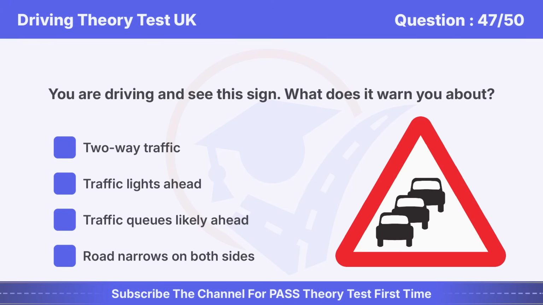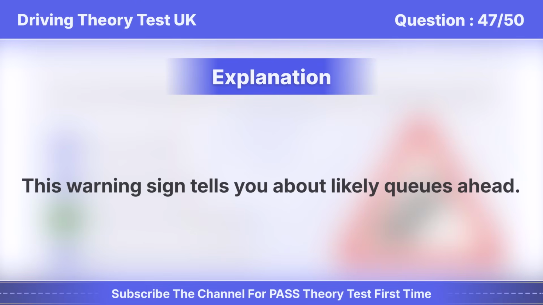Question 47. You are driving and see this sign. What does it warn you about? Answer is C. Traffic queues likely ahead. This warning sign tells you about likely queues ahead.